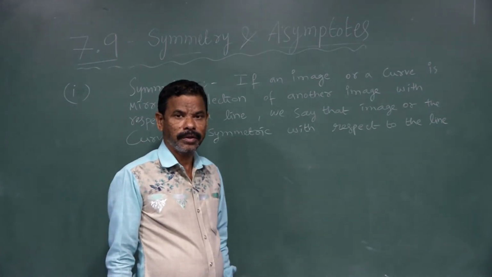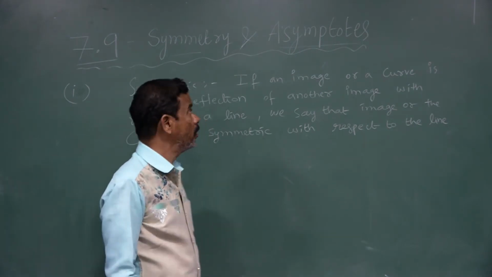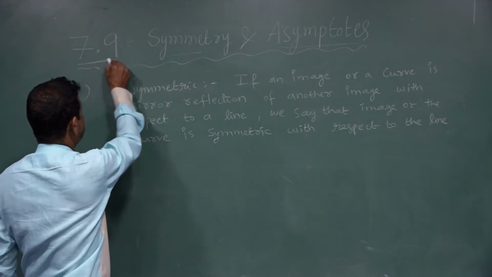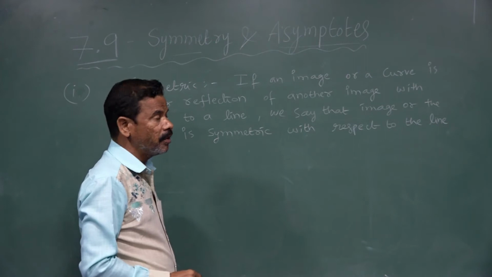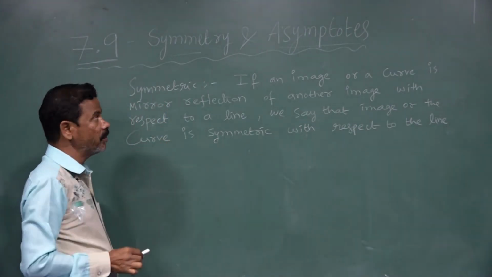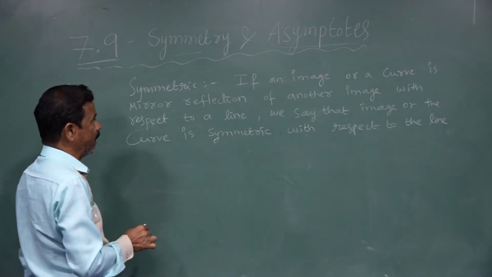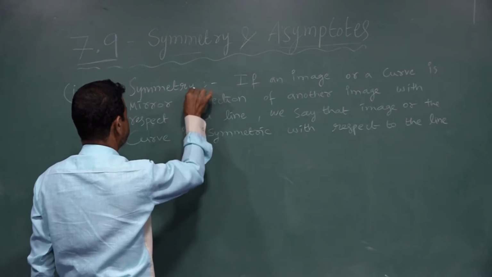Dear children, in the applications of differentiation, one topic is section 7.9, symmetry and asymptotes. What is the meaning of symmetry or symmetric? Anyone? Symmetric or symmetry?